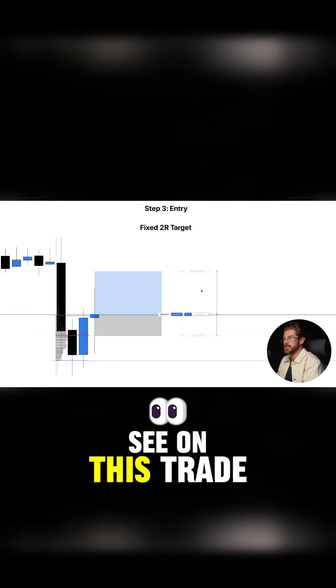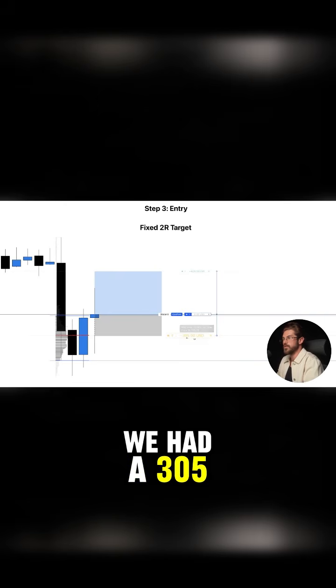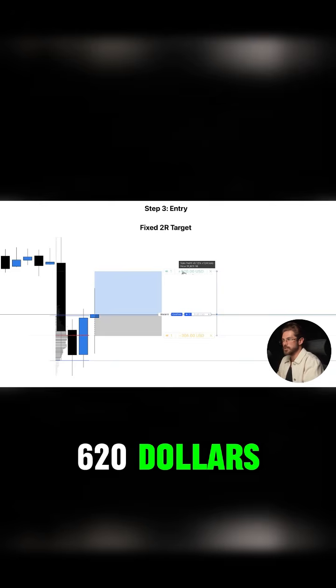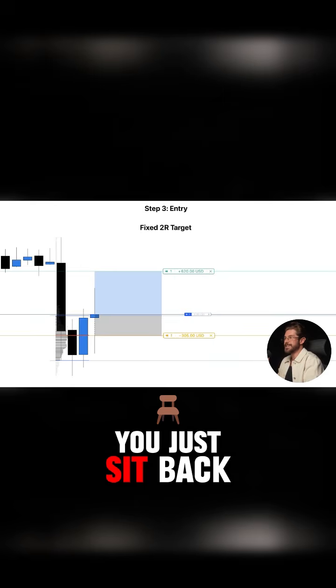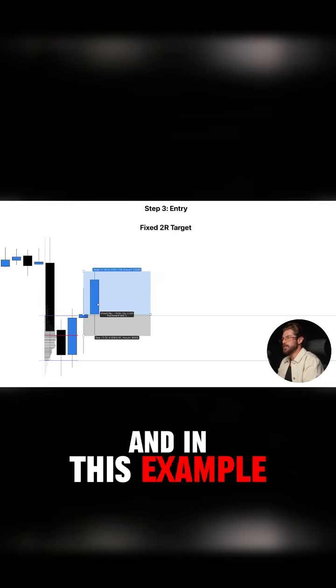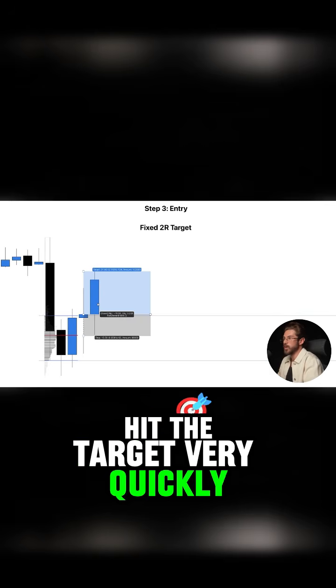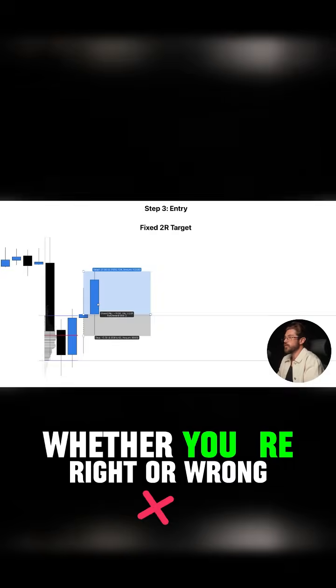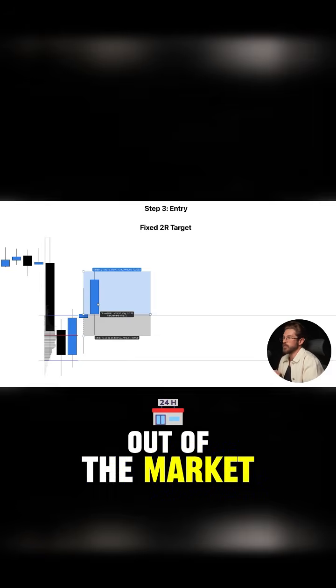Now, as you can see on this trade, we had a $305 risk to make $620. After you enter the trade, you just sit back and let the market do the heavy lifting for you. And in this example, you can see it hit the target very quickly. And a lot of times that happens when you're right on this strategy. Whether you're right or wrong, usually you're in and out of the market really fast.